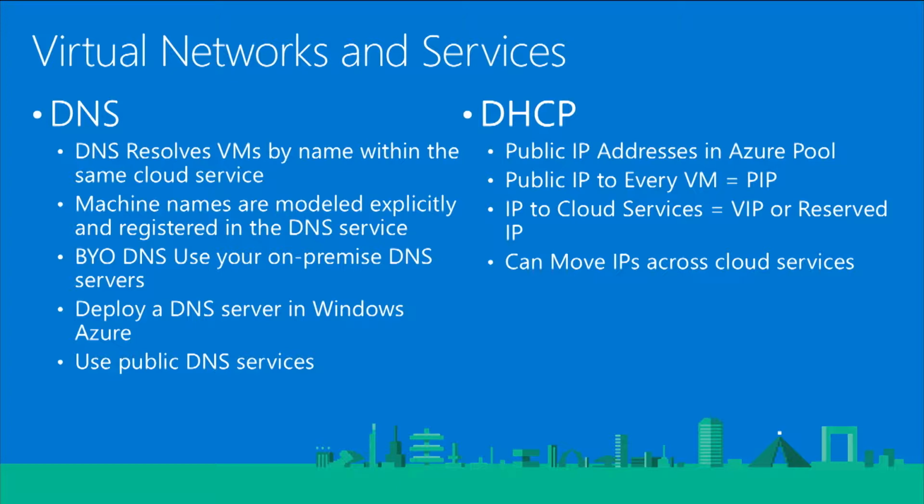Now, within the cloud service, we create endpoints. These endpoints route requests based upon that DNS name from the cloud service to an individual VM. The machine names themselves are just modeled explicitly. So the actual virtual machine names really don't have anything to do with the routing. They're just there for an actual name of the machine. You can change this behavior if you don't want to use the built-in cloud service load balancers. You can bring your own DNS. You can bring your own DNS server, deploy it to Azure, and use that, or use a public DNS service.